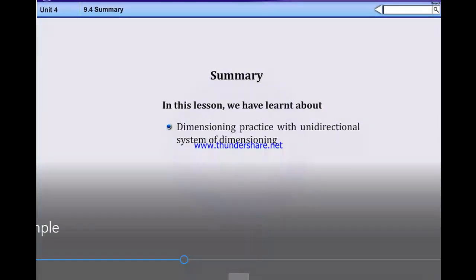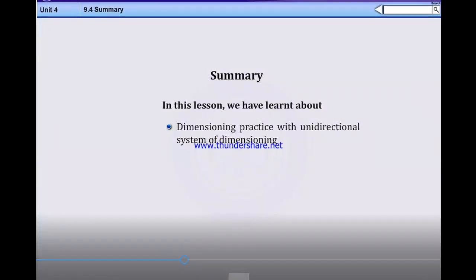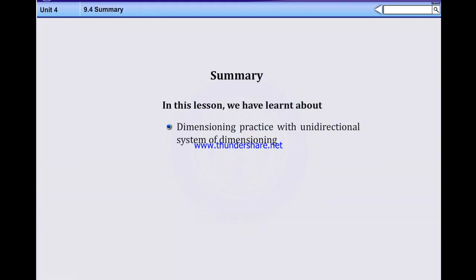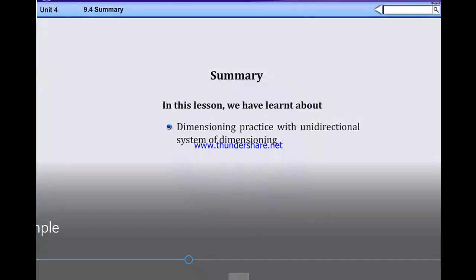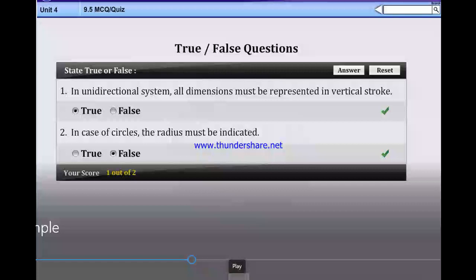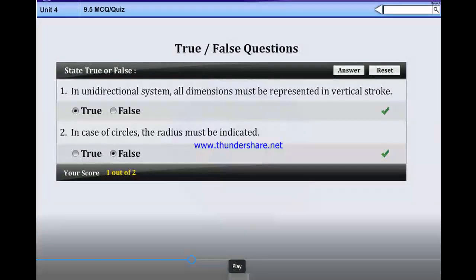Now after this, in this lesson we will learn about dimension practice with the unidirectional system of dimensioning. Now we will find out some true or false questions. First one: in the unidirectional system, all dimensions must be represented in vertical stroke. Whether it is true or false, definitely we can say it is true.